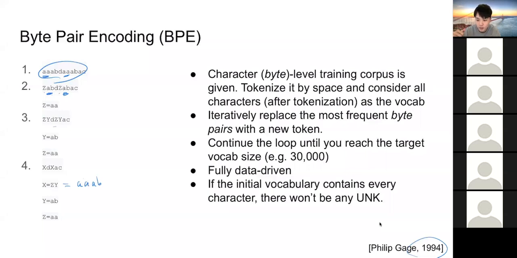There is no answer to what the size of the final vocab should be. But in BERT, it was 30,000. So this is, I would say, a very commonly used number that you try to target when you're constructing vocab for English.